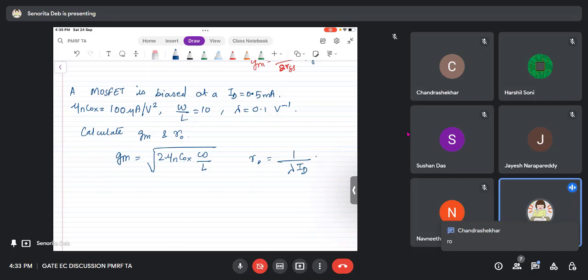So Chandrasekhar got 20 kilo ohm for r naught, I think, right? Okay. So anyone else got it? Jayesh, did you solve?